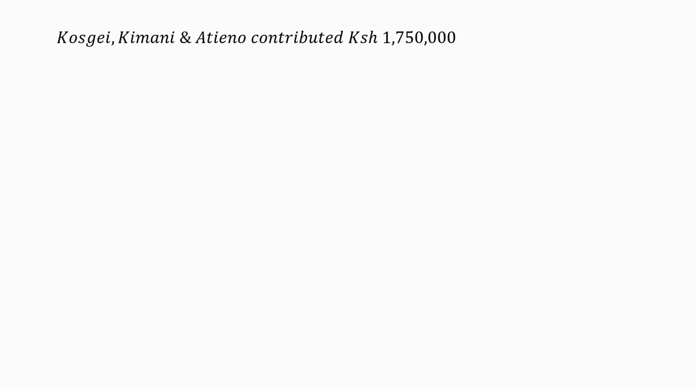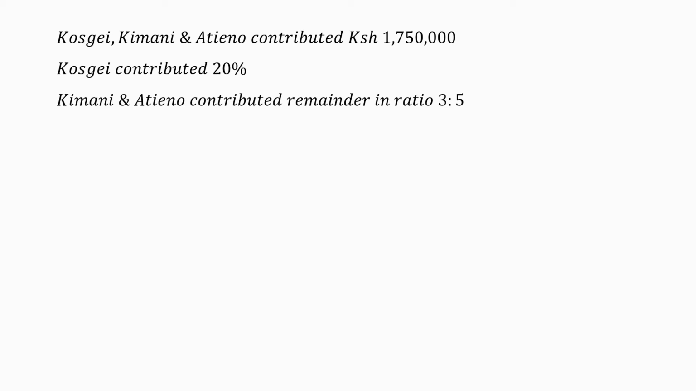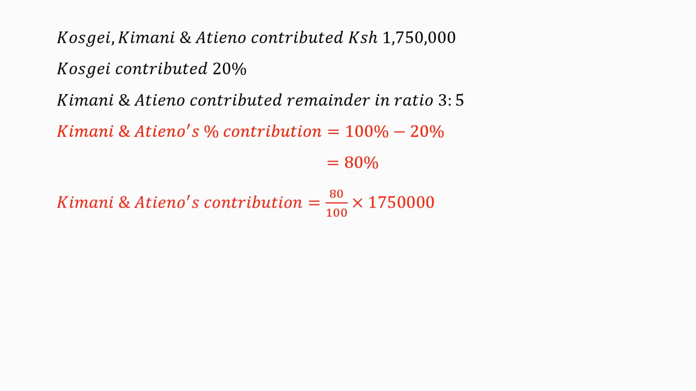We've been told that they jointly contributed 1,750,000. Kosgei contributed 20% of the money, and Kimani and Atieno contributed the remainder in the ratio of 3 to 5. So from this information, we can conclude that Kimani and Atieno's percentage contribution is the total, which is 100%, minus Kosgei's percentage contribution, which was 20%. So their percentage contribution was 80%. So in terms of cash, it is 80 over 100 times the total contribution, which is equal to 1,400,000.